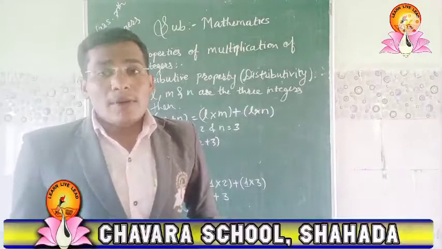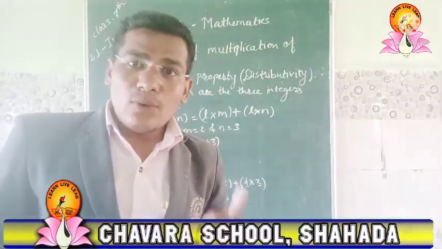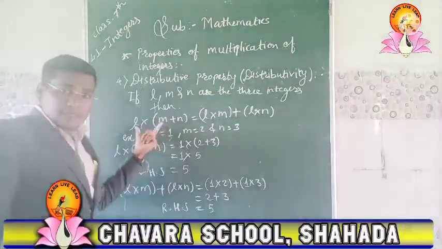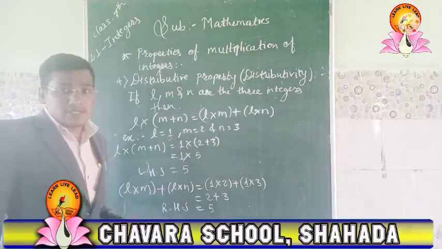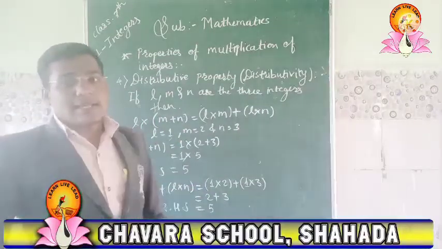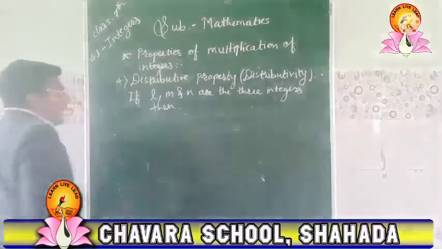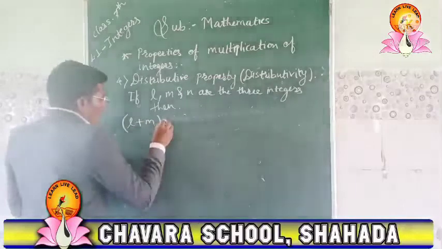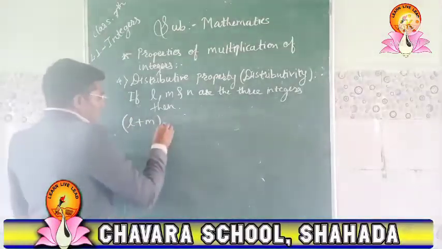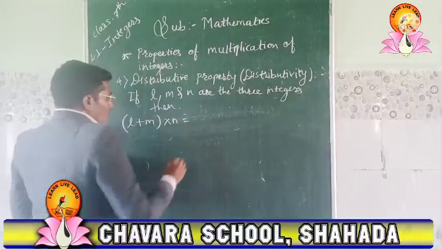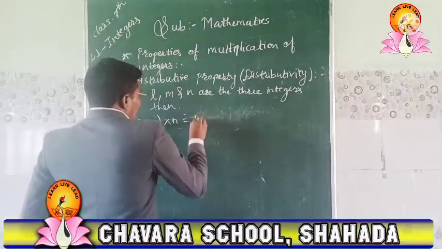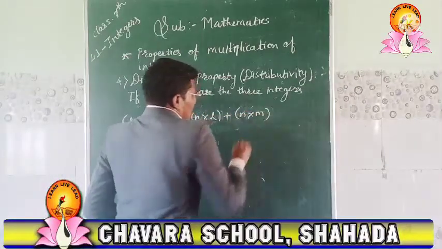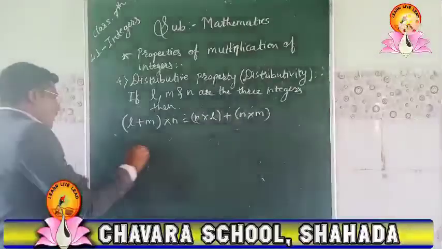Now this property is the same addition, only the change is what? If L plus M is the addition and N is multiplied to this, then what will happen? Now we will learn that also. If L, M and N are three integers and the addition of L plus M is there, and N is multiplied to it, then what will be the solution of that? That will be equal to N multiplied by L plus N multiplied by M. Then we can solve this by using an example.